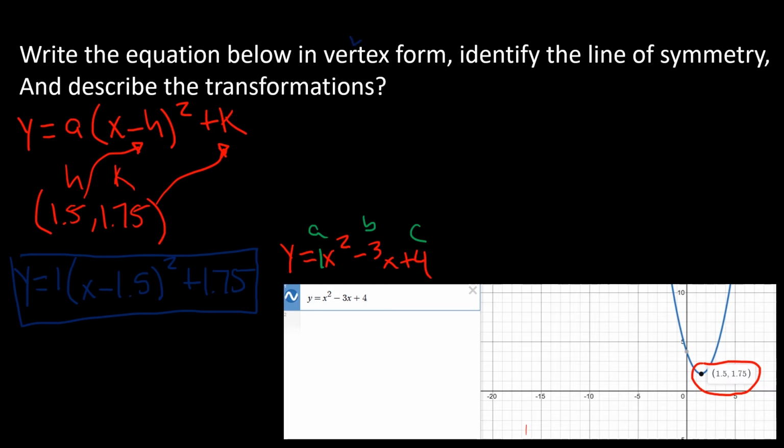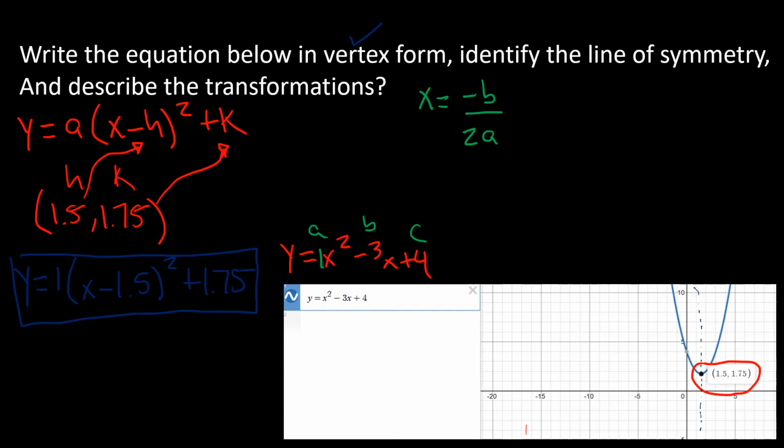So we're good with vertex form. To identify the line of symmetry, your line of symmetry is going to go through your vertex here. So I'm drawing it through here. It's going to go through your vertex. The equation to solve for the line of symmetry is x equals negative b over 2a.